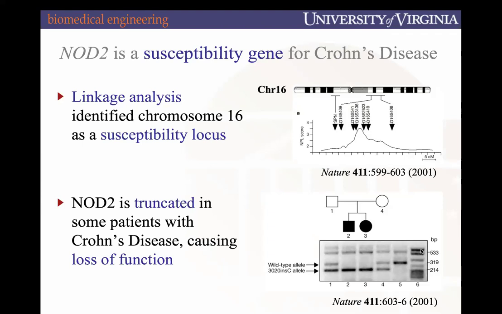And that's demonstrated here in this DNA gel, where lane 1 and lane 4 are mom and dad, and they have the wild type allele, the wild type copy of NOD2, and the truncated version. And their subsequent progeny, their children, both inherited both truncated copies. So they're homozygous for the truncated version, which led to the manifestation of the disease in the children.